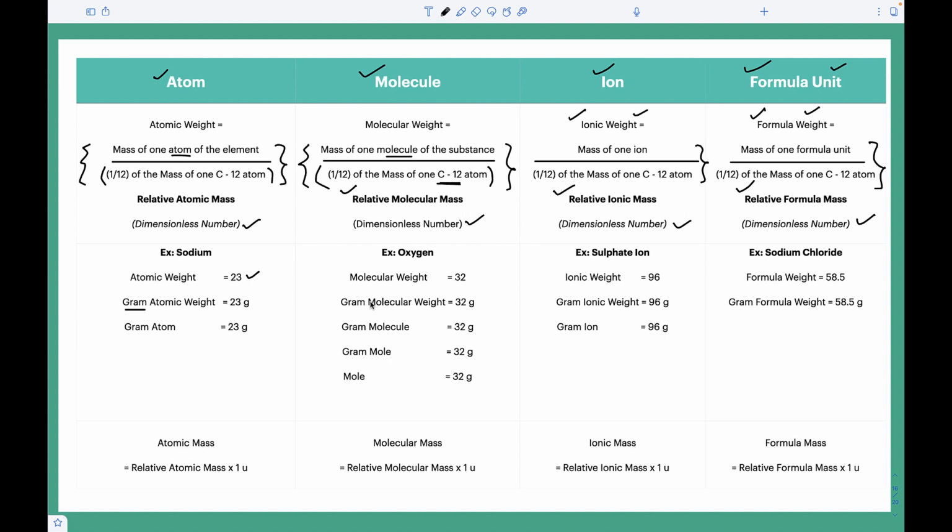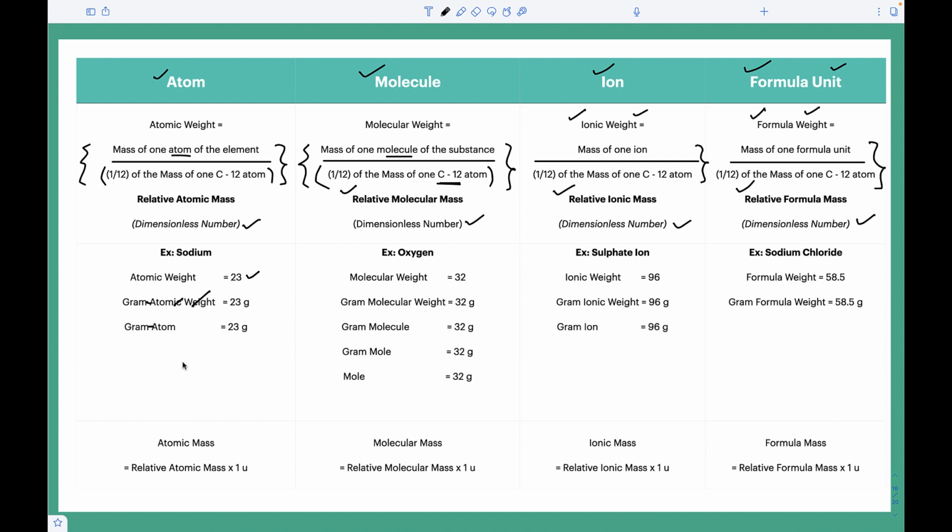And in general, for any element, gram atomic weight is its atomic weight in grams. And if gram atomic weight is too long for you, you can simply drop this word and these two letters as well and call it gram atom. So, gram atom and gram atomic weight are one and the same. It is the atomic weight of the element in grams. So, gram atomic weight or gram atom represents a particular mass of the element.